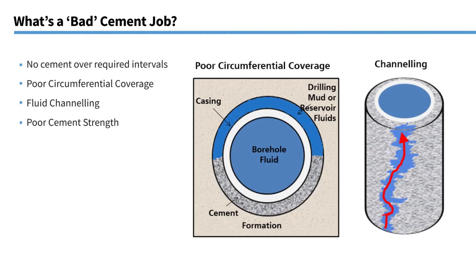What we don't want to have is a situation like this, where we have perhaps cement settling on the low side if you're in a deviated well, which leaves the upper side of the borehole fluid filled, which would obviously allow fluids to travel through the annulus. Or we could have a situation like this, where we have pockets which aren't cemented properly.